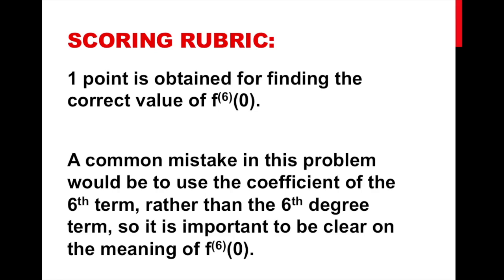1 point is obtained for finding the correct value of f raised to the 6th of 0. A common mistake in this problem would be to use the coefficient of the sixth term rather than the sixth degree term, so it is important to be clear on the meaning of f raised to the 6th of 0.